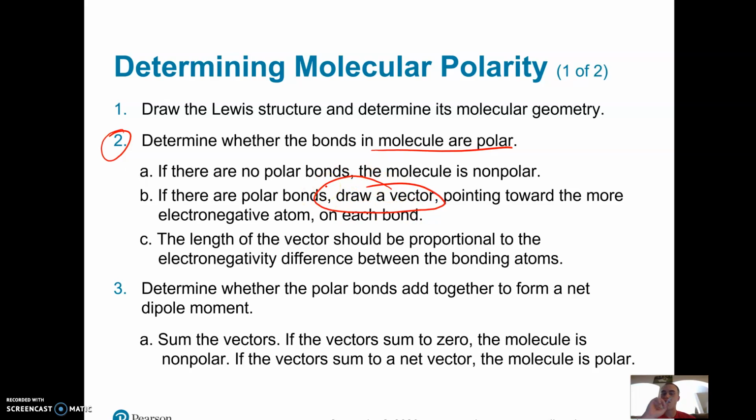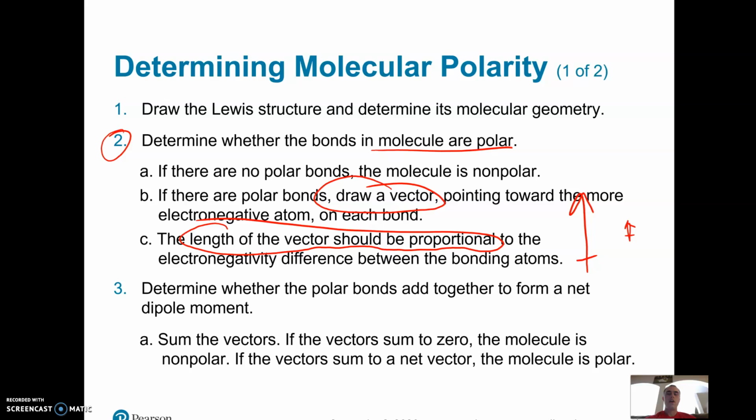If you've taken a physics class, you're familiar with vectors and vector addition. That's just this symbol here. Okay, so you're going to draw a vector, the dipole symbol, pointing towards the more electronegative atom. Okay, and here it says that the length of the vector should be proportional to the electronegativity difference. That means the more polar the bond, the bigger the arrow. So if there's a large polar bond, it should look like this. If that bond is only slightly polar, maybe it looks like that. Okay, bigger the polarity, bigger the arrow.